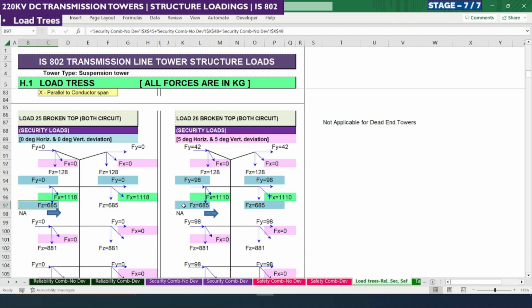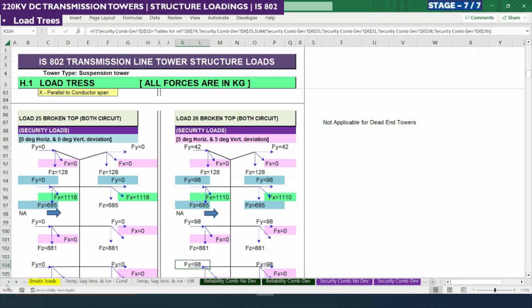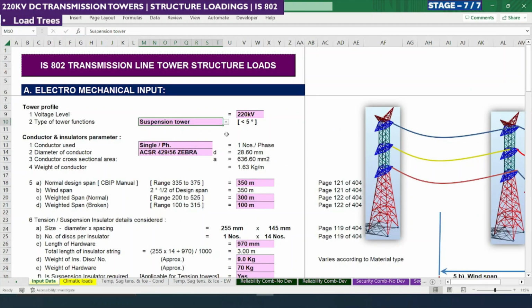So that is what we are adding here. 685 kg is the weight of conductor plus suspension insulator. So in case of, let me check what it is for the tension tower.